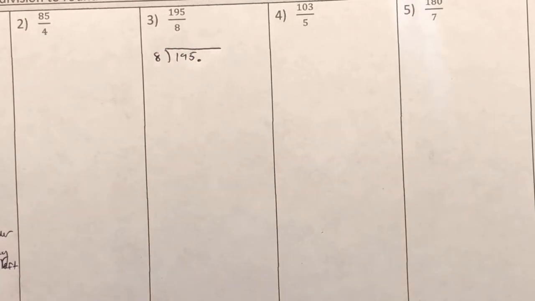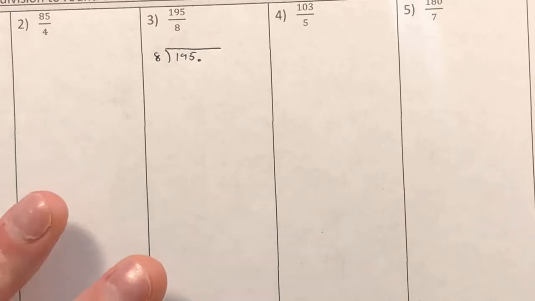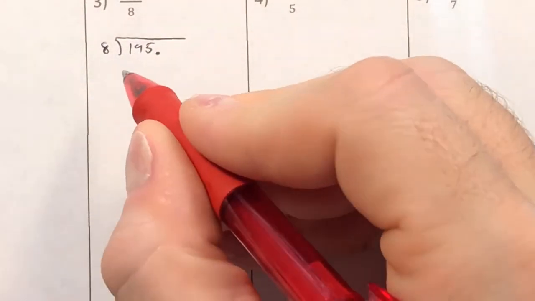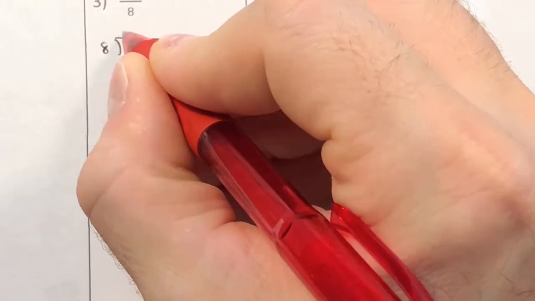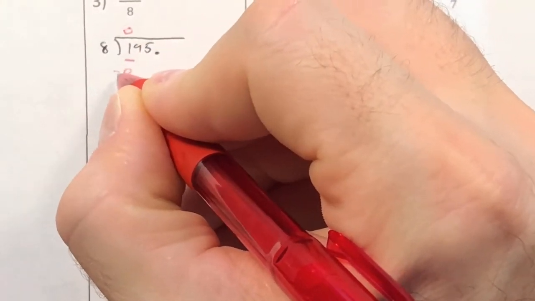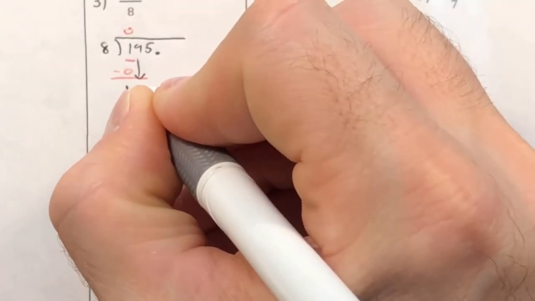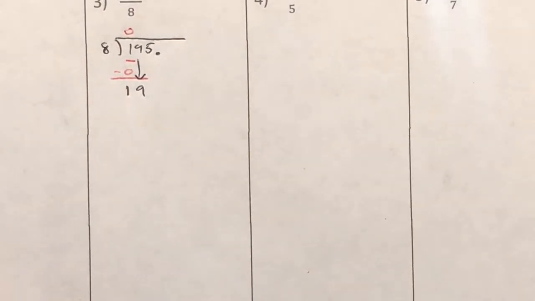But let's give it a shot. Okay, so the first thing that I'm going to do is say, how many times does 8 fit into 1? Well, it doesn't, so 8 times 0 is 0. When I subtract that, I get 1, and I carry down the 9.